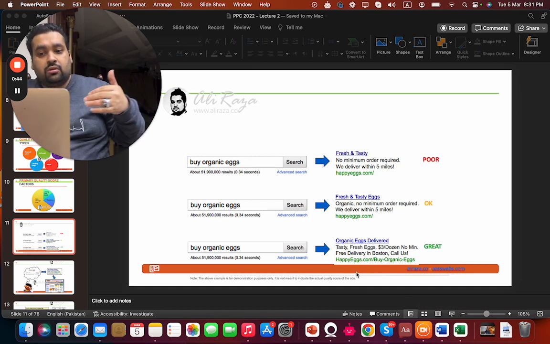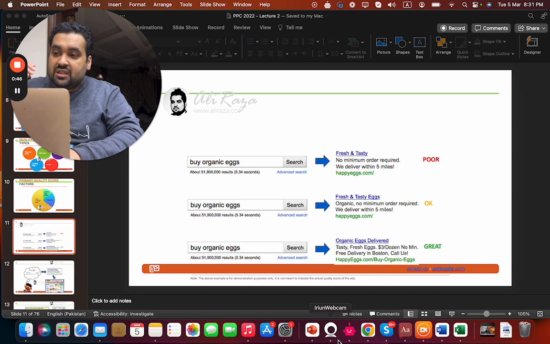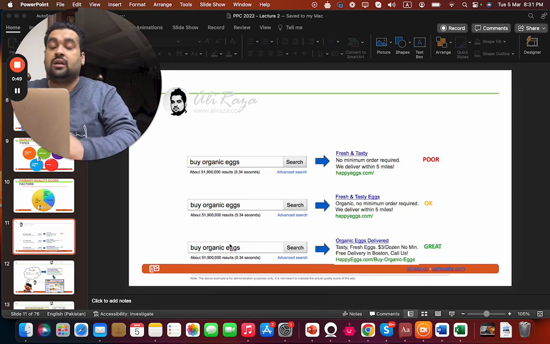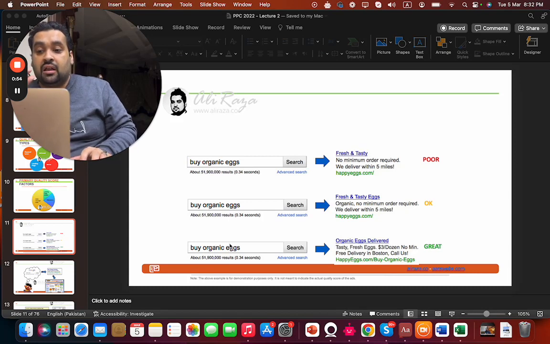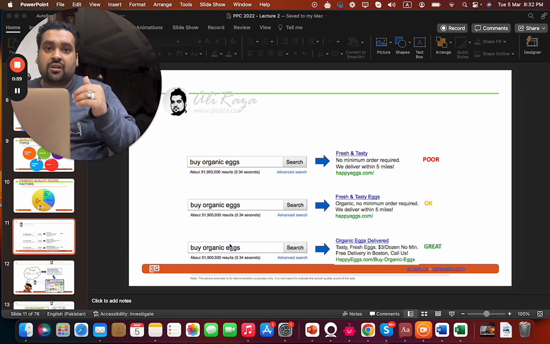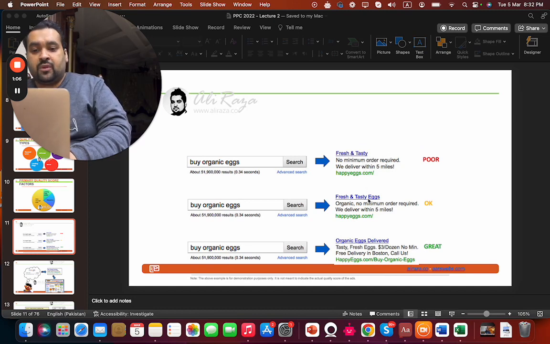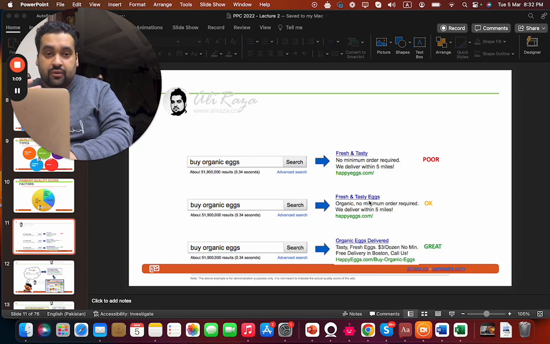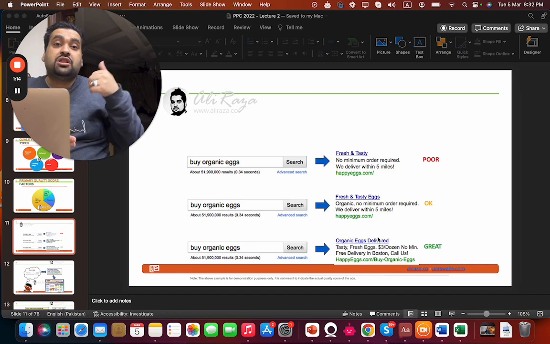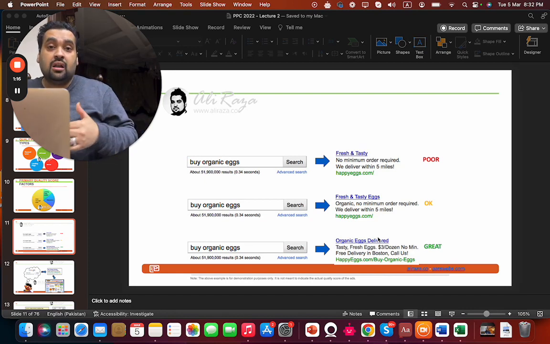Now that is answering the query, because see the intent. The guy has written the word organic, which means he wants to specifically target organic. He's looking for organic eggs. You have to fulfill his query by having at least the word organic in your ad. Now these ads are good as well, fresh and tasty, but this ad doesn't even have the word egg. Fresh and tasty eggs at least has the word egg, but the organic eggs delivered ad has the words organic eggs, which the user has in mind when he is searching that particular query on Google. That is very important.